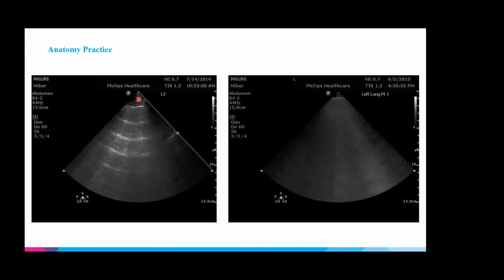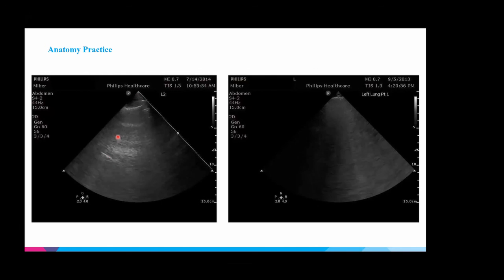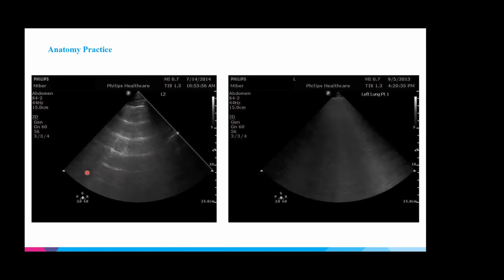Multiple B lines. Yeah. So even though we see a lot of A lines, we also see these B lines, right? And you can appreciate them because they're vertical, bright white, and they go the entirety of the depth of the clip. So you can see them most pronounced over here.